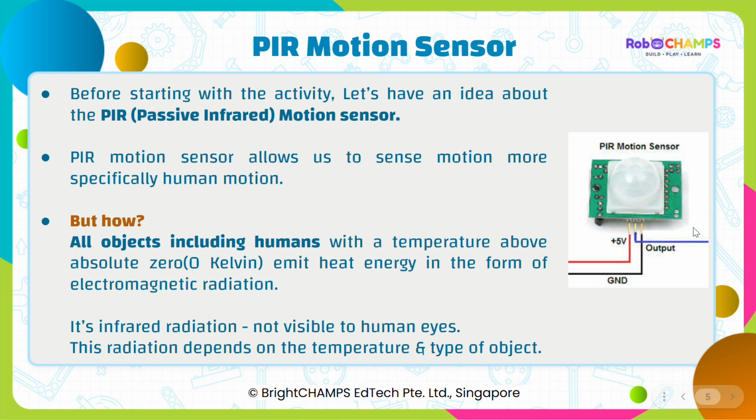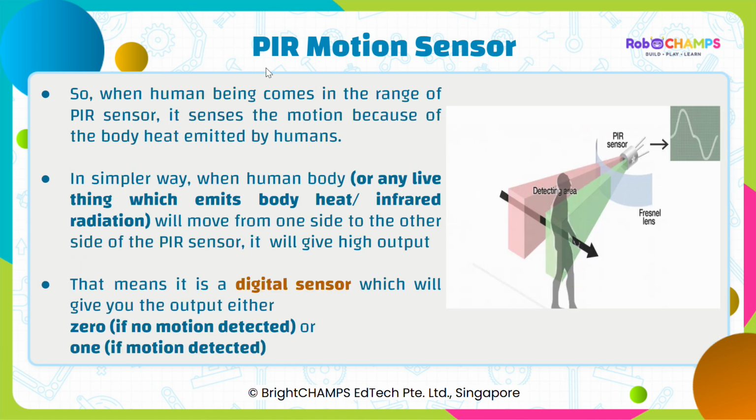So here that sensor can detect human movement or any animal movement. How? By the temperature of the human. As you see here, the detecting area, the Fresnel lens, and the PIR sensor.